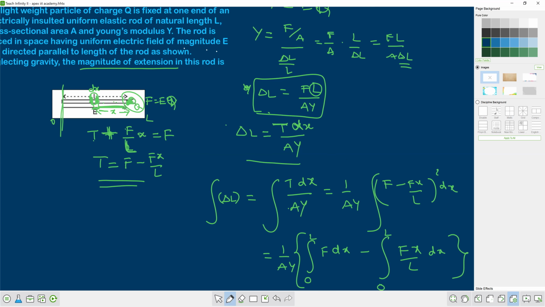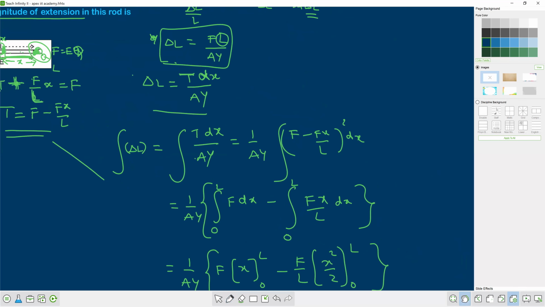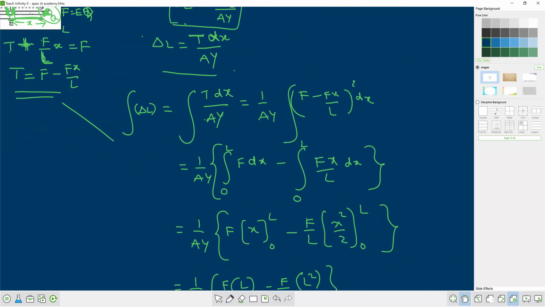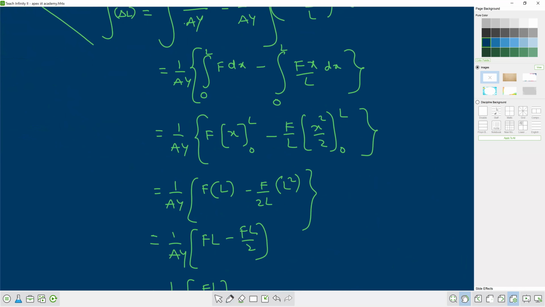We know the general formula for expansion by using Young's modulus. Based on that, we have taken delta L equal to T dx by AY, and the T value is substituted from this equation by taking integration from the first point to the last point of the rod, that is 0 to L. You will get this equation finally, that is FL by 2AY.